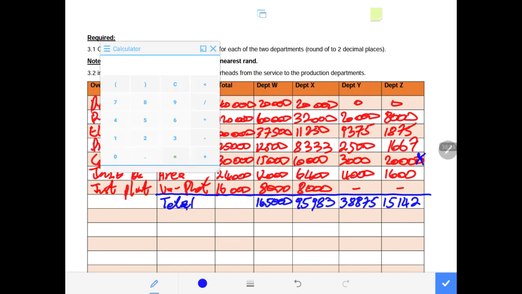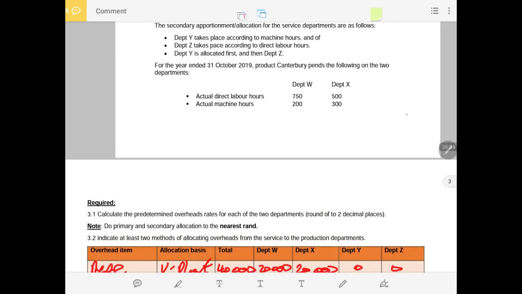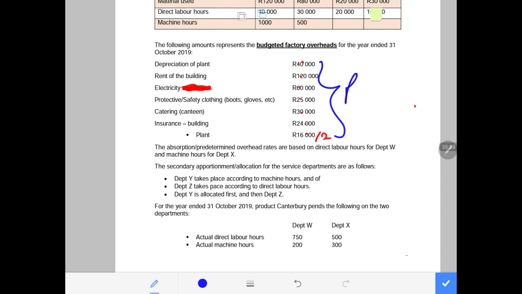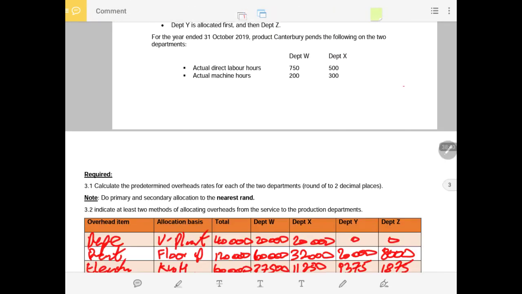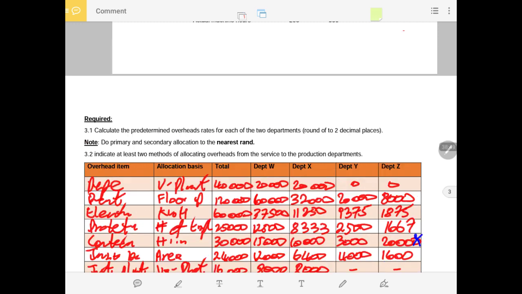And now if you add all these overheads here in total, they must give you the same amount of the cost of all the overheads when they are added together. The sum of this must be the same as the total of this, because it's the same figures. So make sure that you have that very well done.